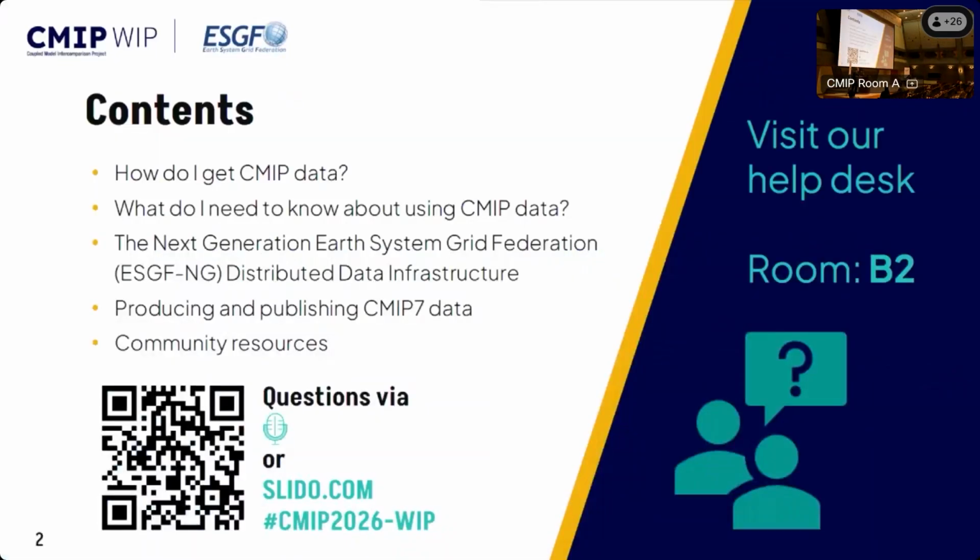So here's what we're going through today. First off, touching on how you can get hold of CMIP data and what you need to know about it. Then there's some background on ESGF and producing and publishing CMIP7 data, so that you get an understanding of what we're going through to produce this, you understand what the data is, and how you can work with it. And we'll finish up with community resource links.